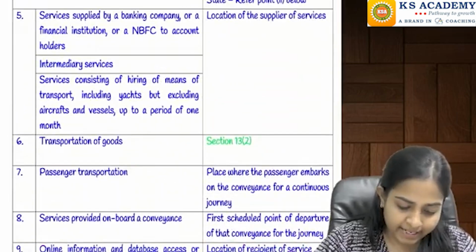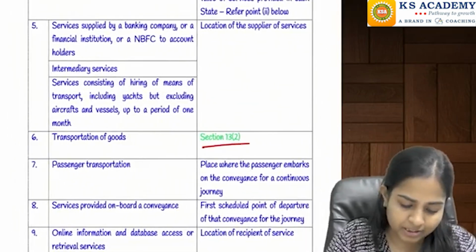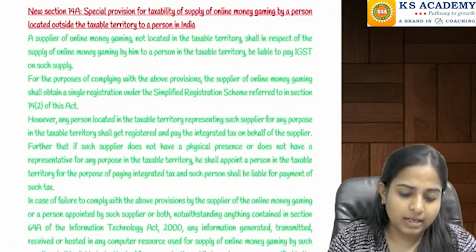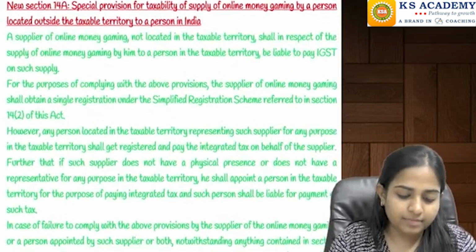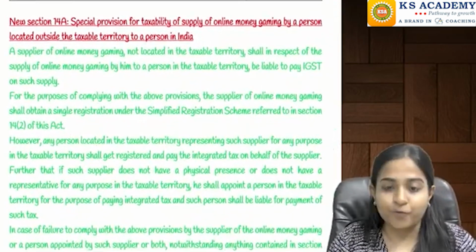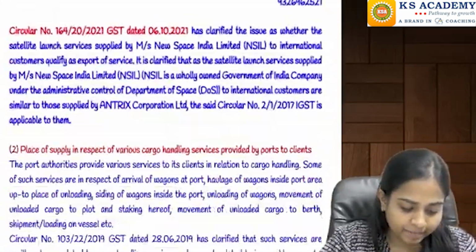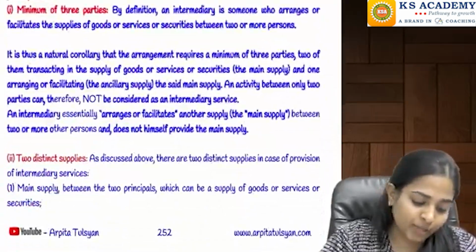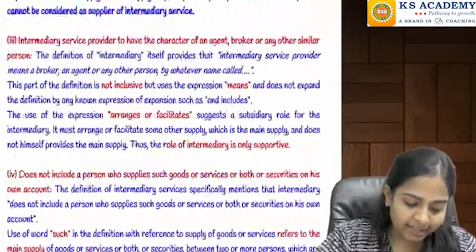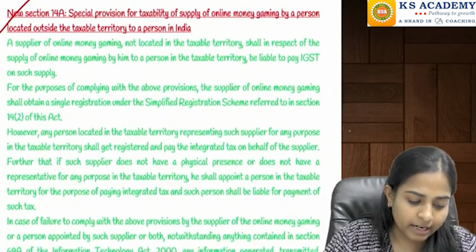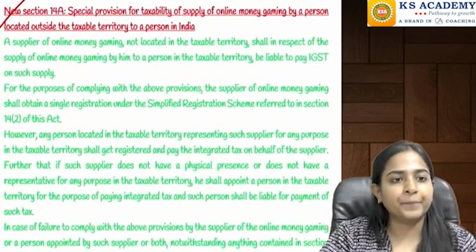Let's see if there is any other amendment. This amendment is just done in the summary table. Last, a new section was inserted. New section number 14A is inserted, which pertains to online gaming, etc. Let's do this, everyone. New section, section number 14A.